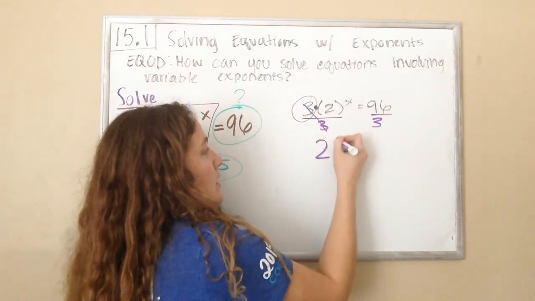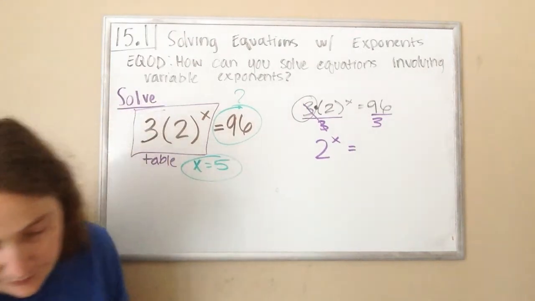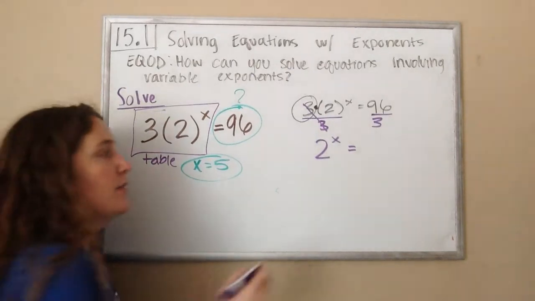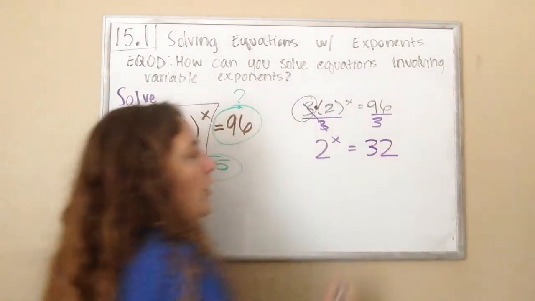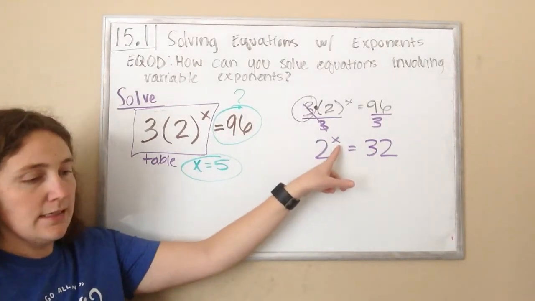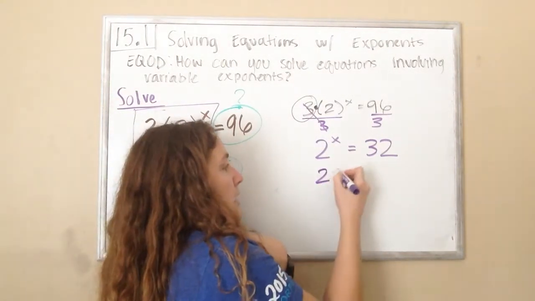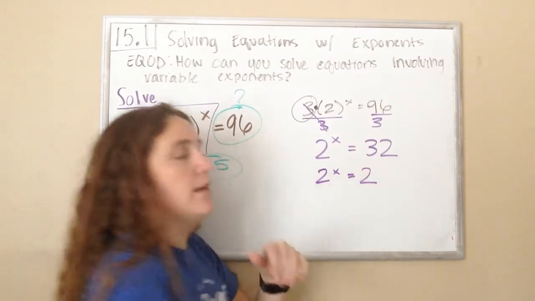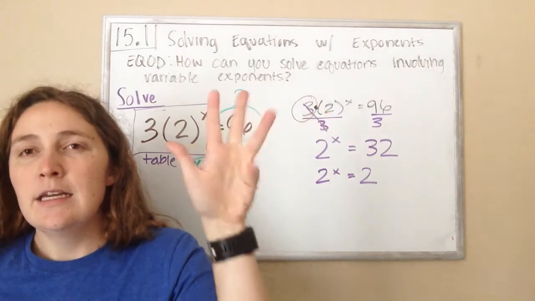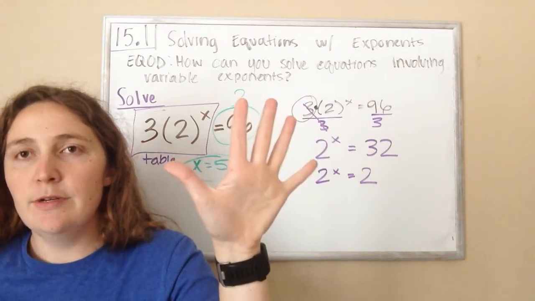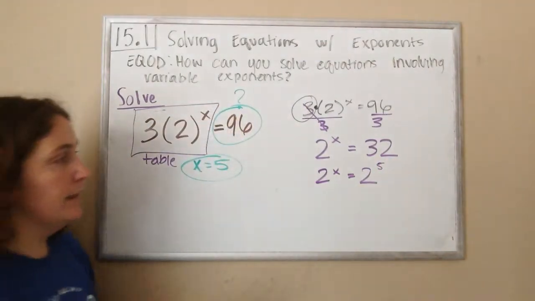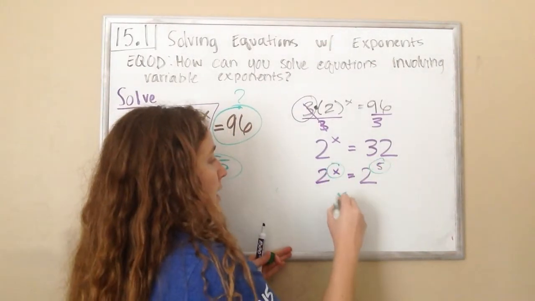And we get 2 to the x equals, let's see, 96 divided by 3 is going to be 32. Now we have 2 to the x. We actually can't separate those because the x is in the exponent. So we're going to go 2 to the x equals 2 to the, and we're going to go 2 times 2 is 4, times 2 is 8, times 2 is 16, times 2 is 32. So 2 to the 5th power, which means that our x equals 5.